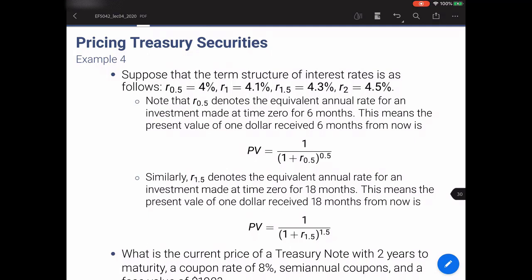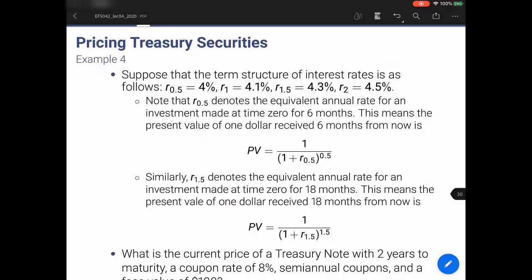So to calculate the present value of a $1 payment, for example, that's paid at the end of 6 months, the present value is simply 1 divided by (1 plus r 0.5) to the 0.5 power. Okay, so this is assuming that there is a risk-free cash flow payment at the end of 6 months.